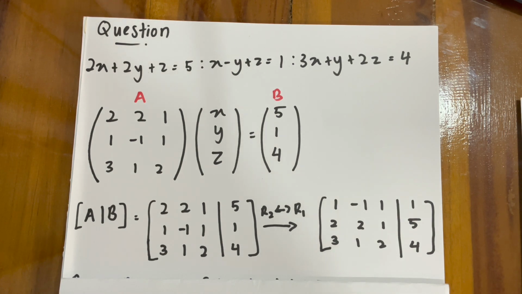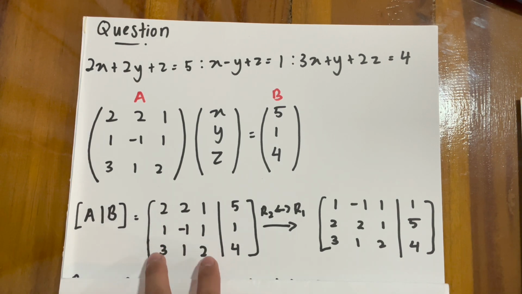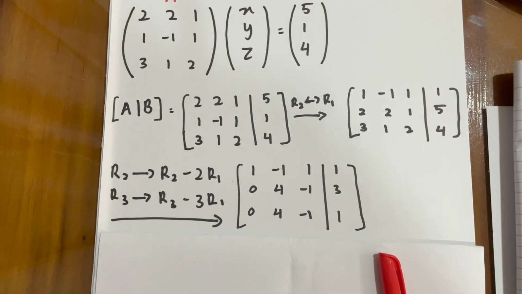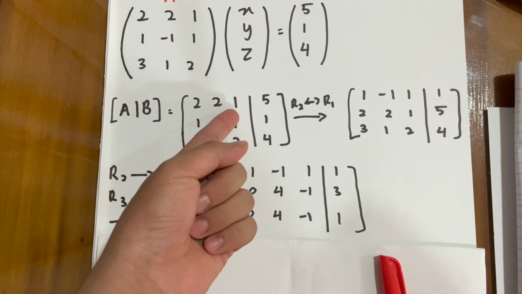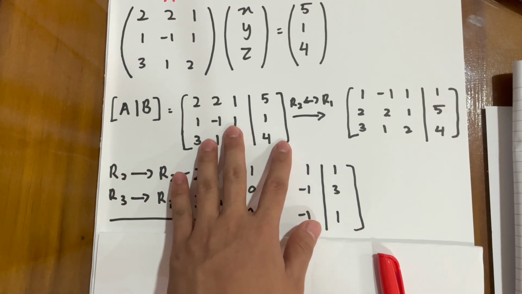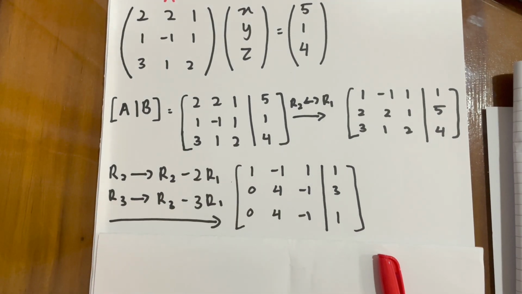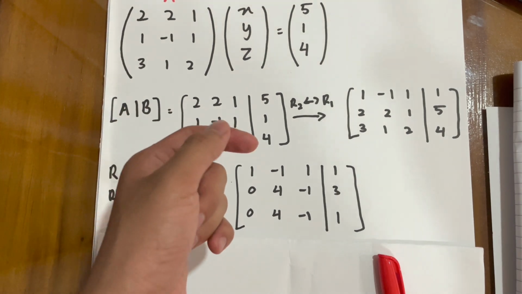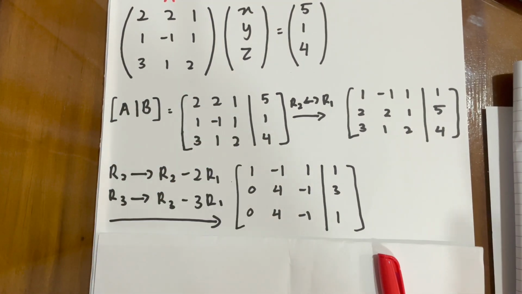So next, for the second step, you have to write the augmented matrix. This is the augmented matrix. How you write the augmented matrix is by writing down the A matrix here, and beside it write the B matrix. Okay, after you have formed the augmented matrix like this, the next step is to make this form into echelon form.